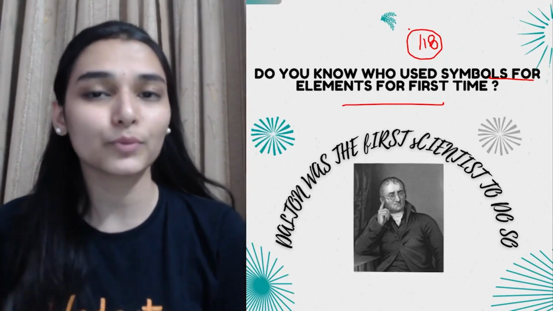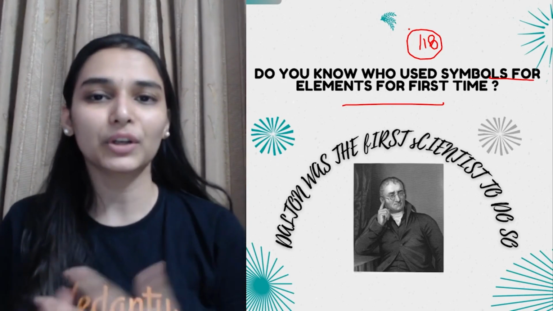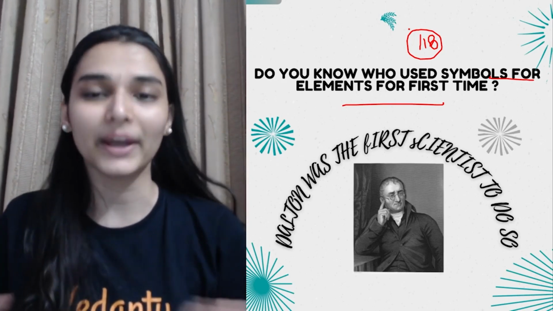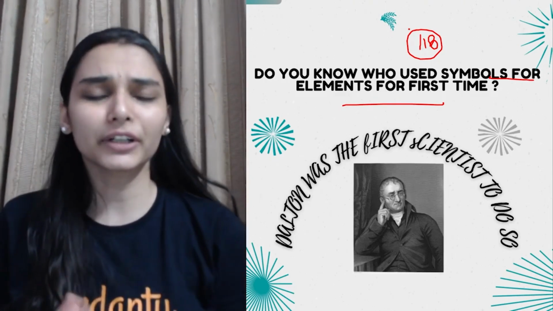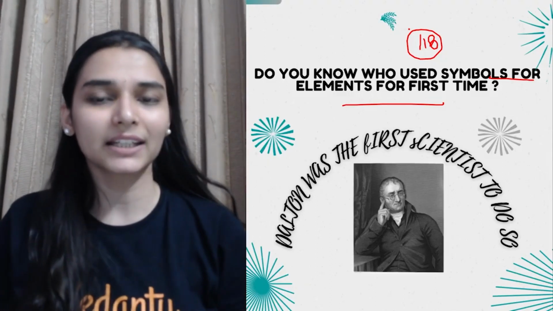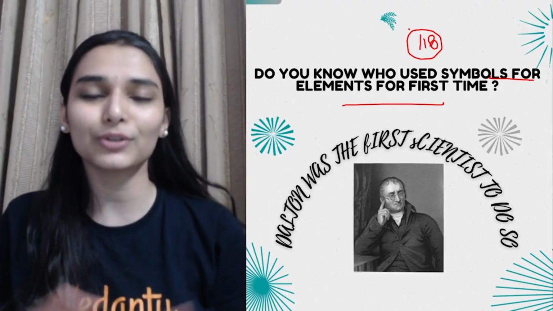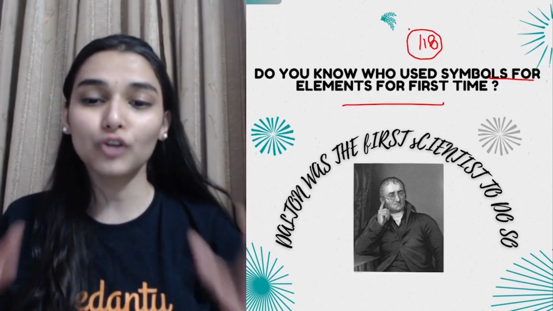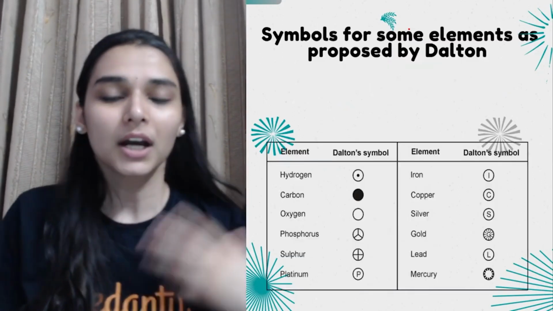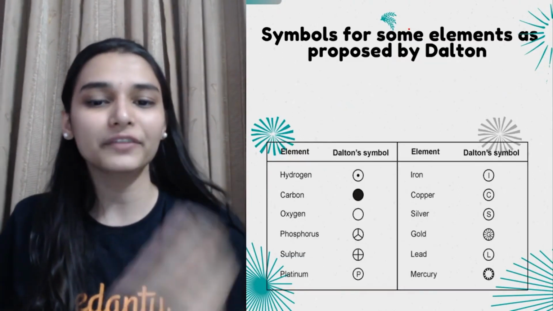Even then the scientists felt it was very difficult to remember the entire name of an element, and very difficult to write and use the entire name again and again. So let's shorten it by giving symbols to the elements. Dalton was the first scientist who came up with the idea of these special symbols.